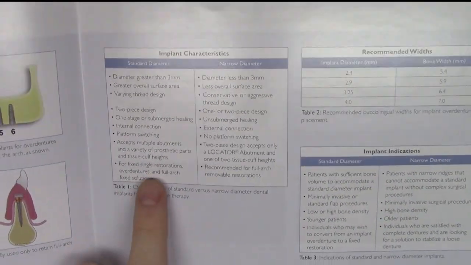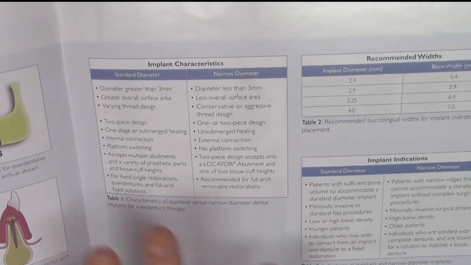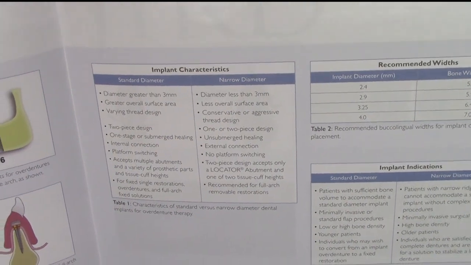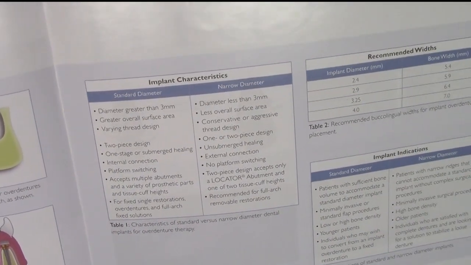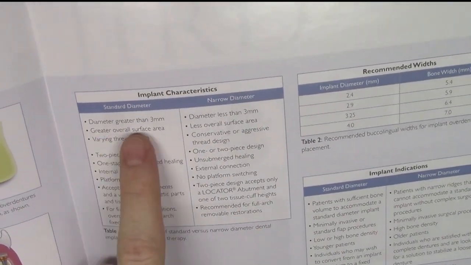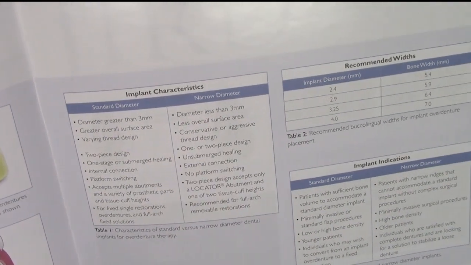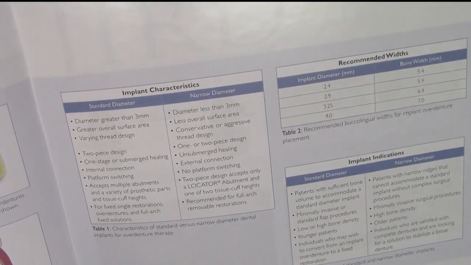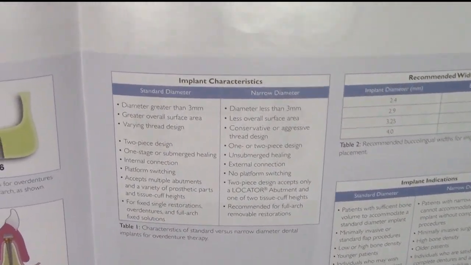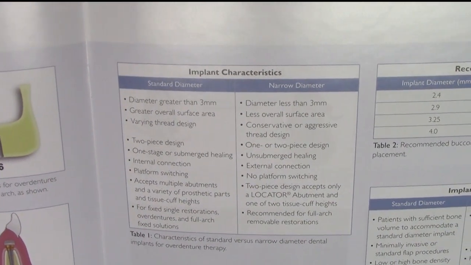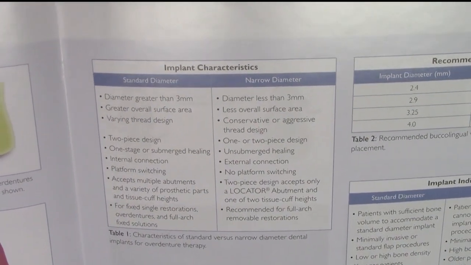You can also flip to the JIRD article when you start looking at some of those characteristics. It really helps to break those down into 2, and like I said here, typically it's greater than 3 for standard diameter or less than 3 for narrow diameter. With standard diameter implants, there's also typically greater surface area, and with narrow diameter implants, there's less.